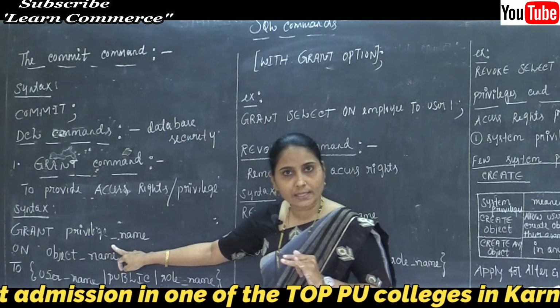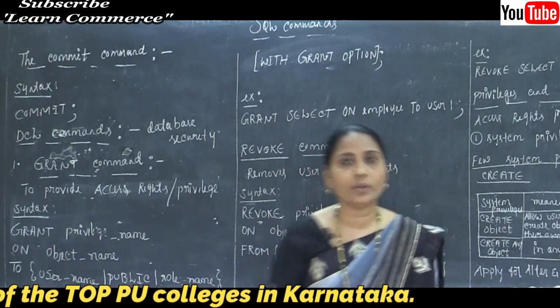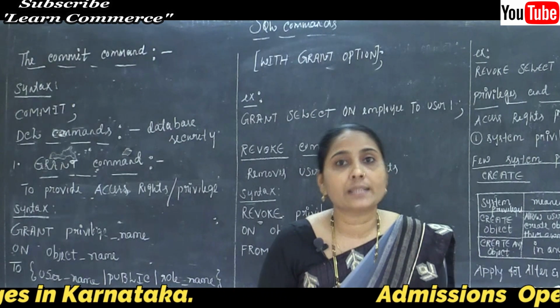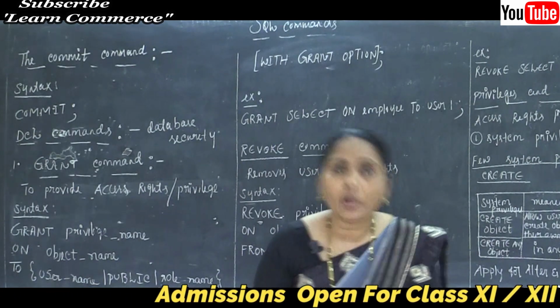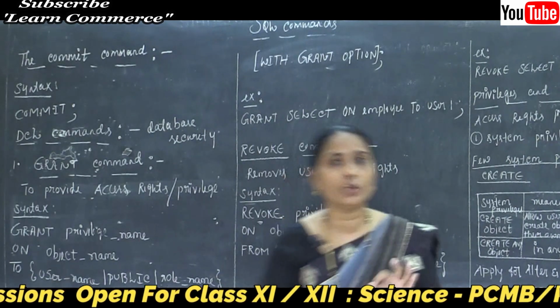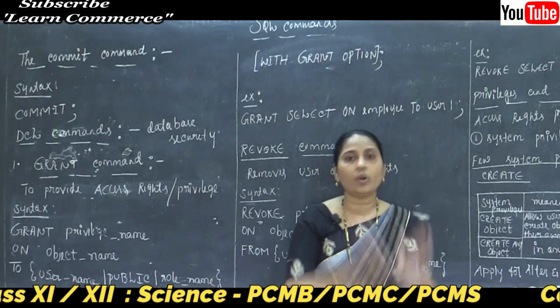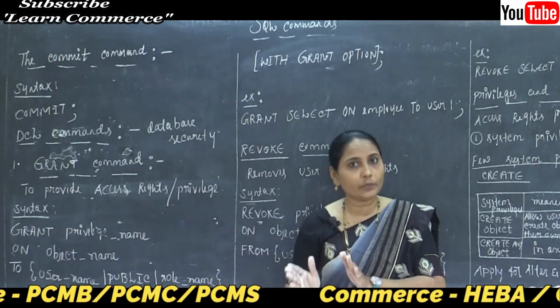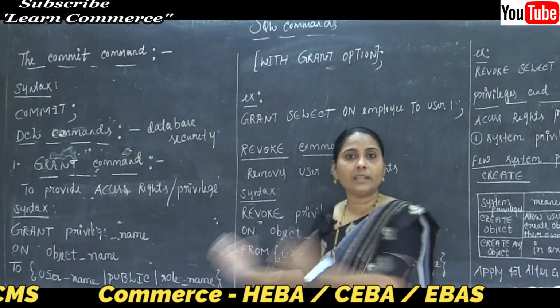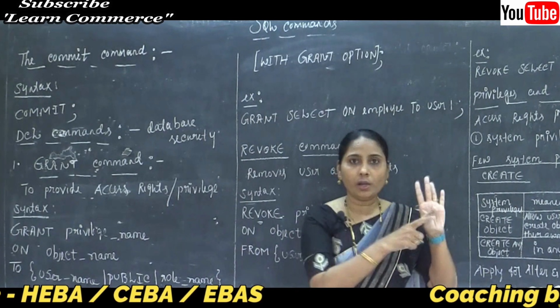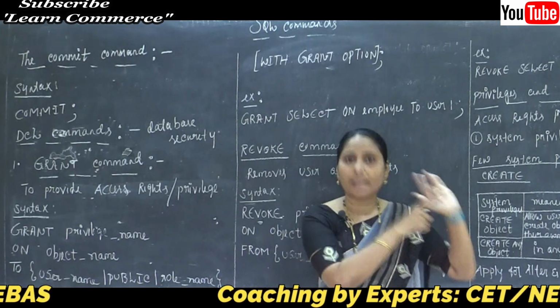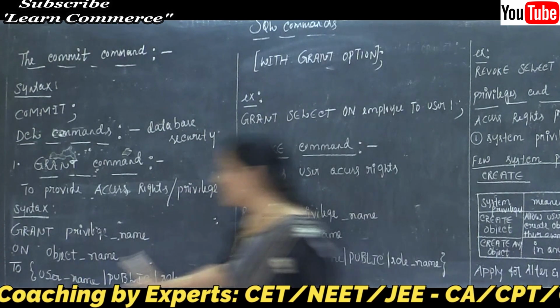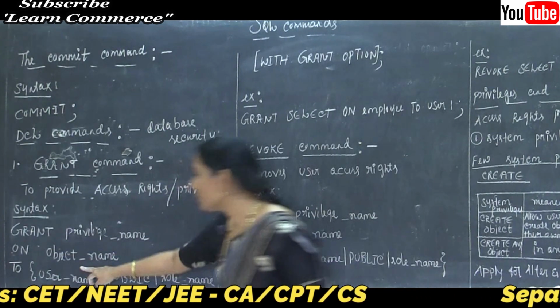So we can say that the privilege_name is the access right or permission granted to the user. Some of the permissions or access rights granted to the user under privilege_name are ALL, EXECUTE and SELECT. Okay, and next one is our ON object_name.